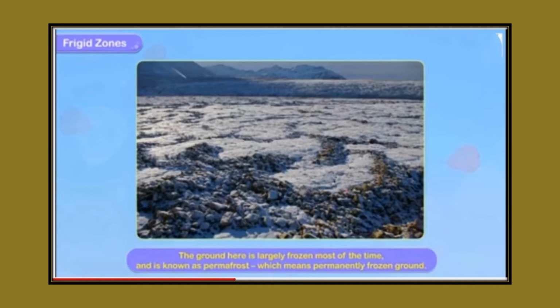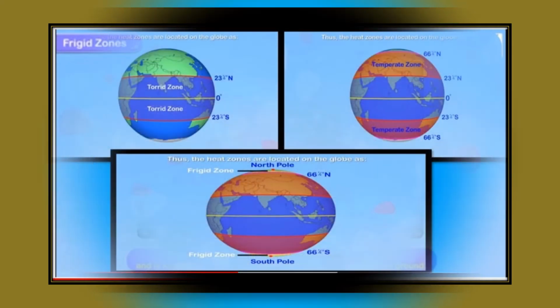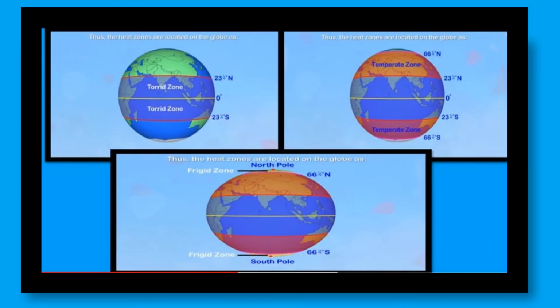These zones can be defined by important latitudes, mentioned in degrees. For instance, the torrid zone is between 23.5 degrees north and 23.5 degrees south. The temperate zone is between 23.5 degrees north and 66.5 degrees north, and 23.5 degrees south and 66.5 degrees south. The frigid zone is between 66.5 degrees north and 90 degrees north, the North Pole, and 66.5 degrees south and 90 degrees south, the South Pole.